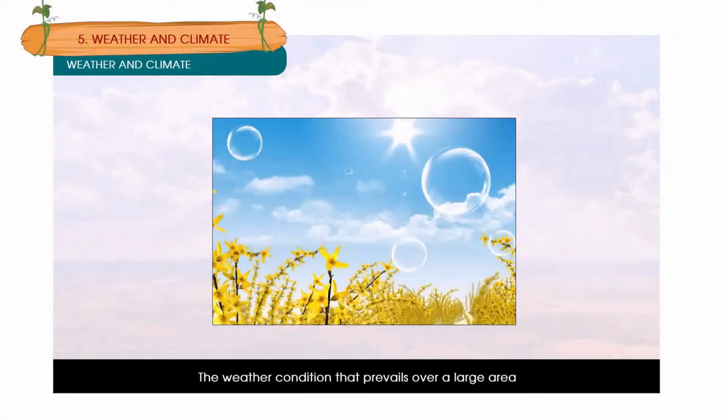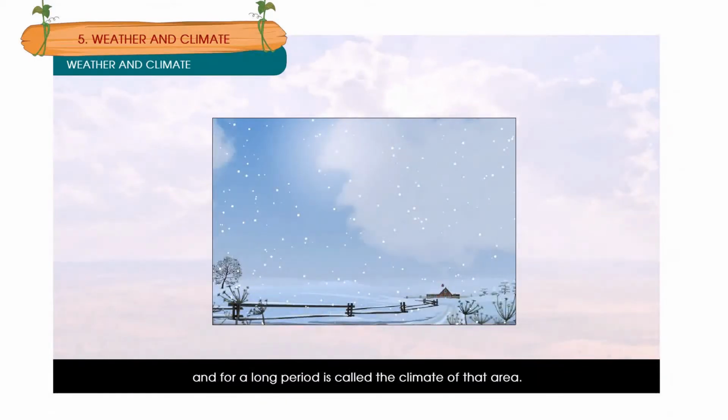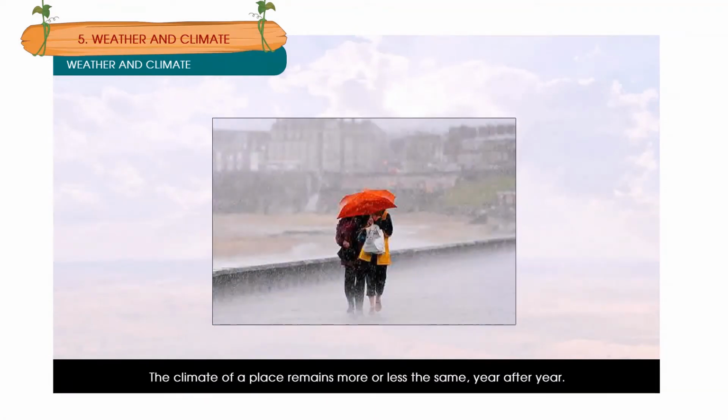The weather condition that prevails over a large area and for a long period is called the climate of that area. The climate of a place remains more or less the same year after year.